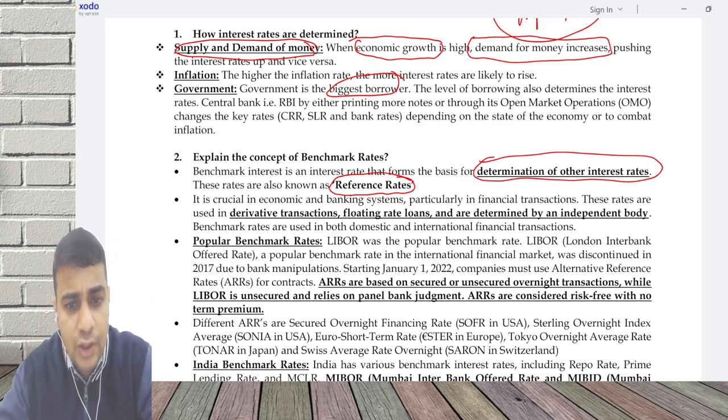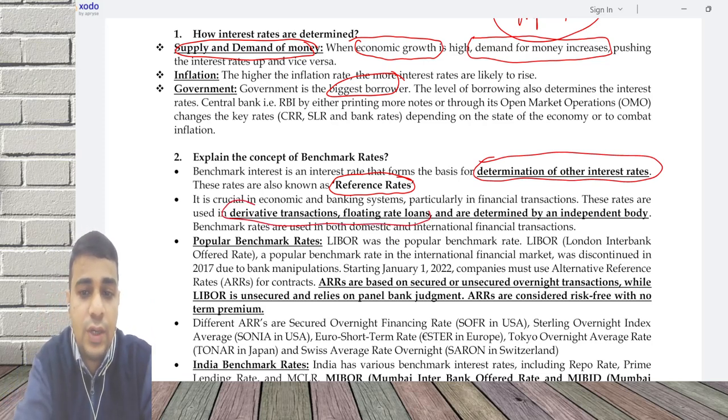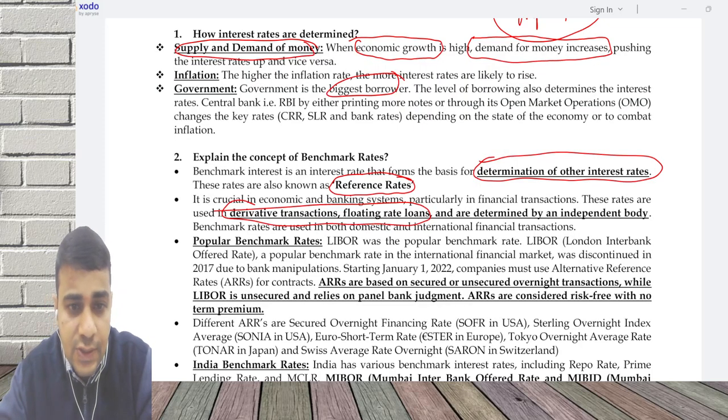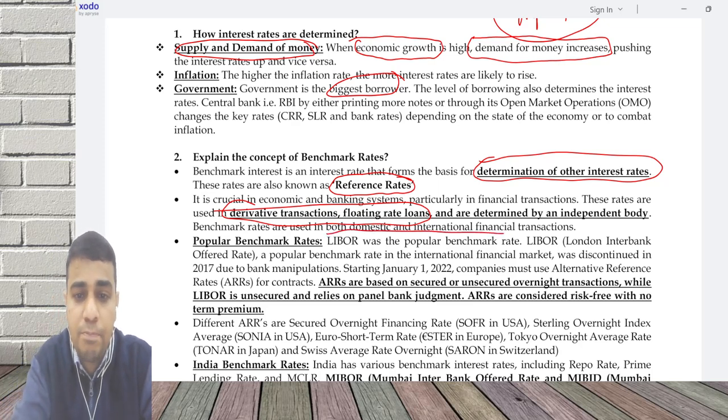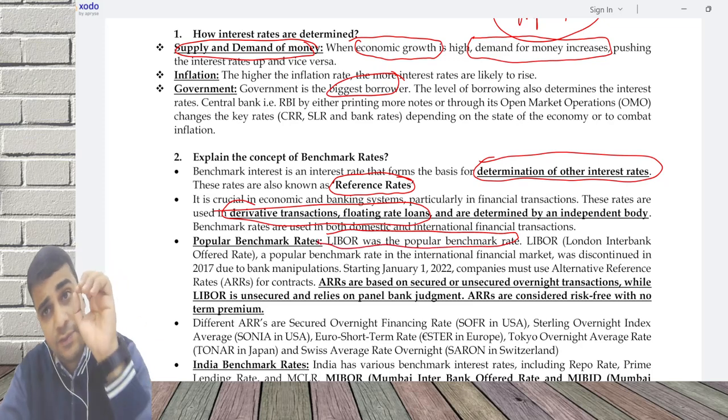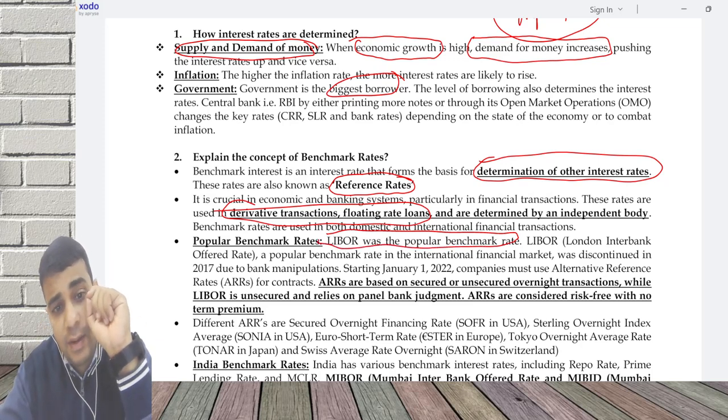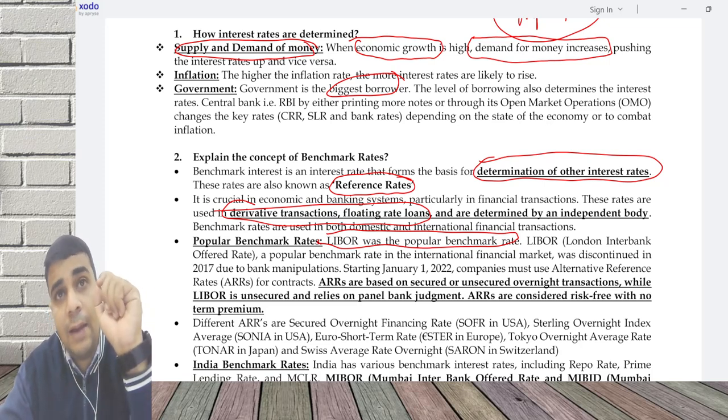It is very critical, because all your derivative transactions and floating rate loans will happen based on this benchmark rate. Without the benchmark rate in place, you will not be in a position to enter into these kinds of derivative transactions or floating rate loans. Historically, the benchmark rate was LIBOR. LIBOR is the London Interbank Offered Rate. This was a popular benchmark rate. Based on the benchmark rate, my derivatives settlement will happen and floating rate loans' interest rates will get determined.